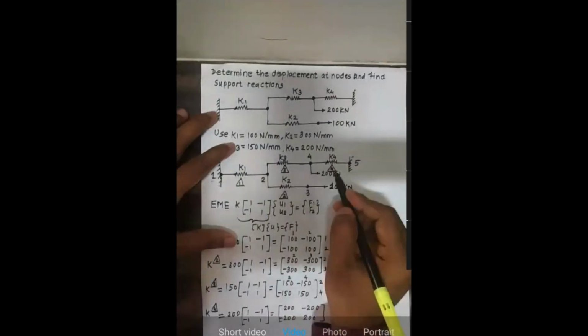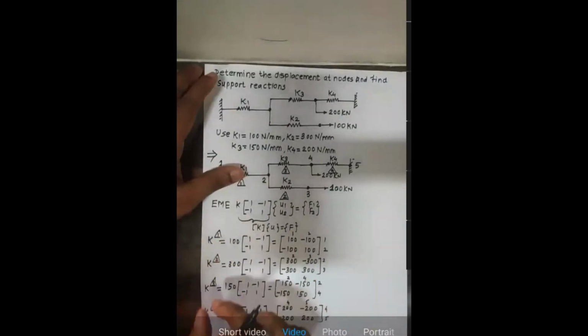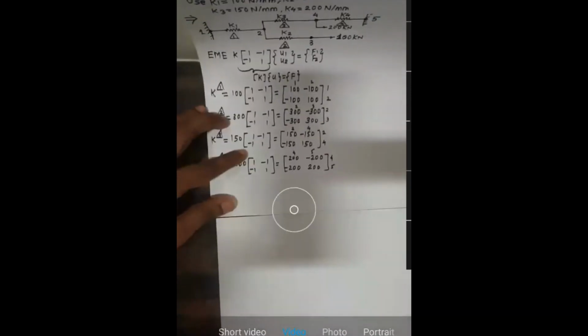Now see, this element number 4 is between node 4 and 5, right? So accordingly, you write down 4, 5. Is it okay? So what you have done, basically, is written the element stiffness matrices. Our next step will be to form the global stiffness matrix, based on these element stiffness matrices, right?